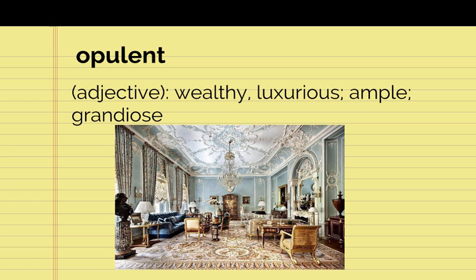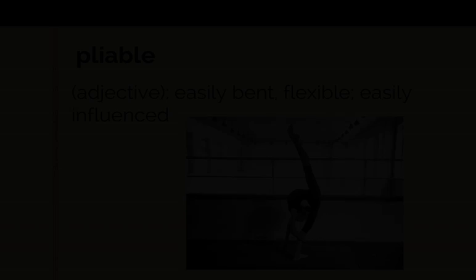Our next word is opulent, an adjective meaning wealthy, luxurious, ample, or grandiose. It's like over the top wealthy. It's like so much wealth you are sick of it. Perhaps the Kardashians have an opulent lifestyle. So too might the wives of the Real Housewives.